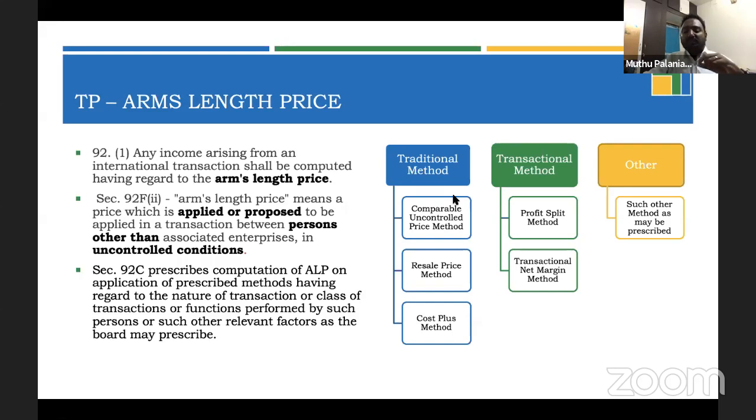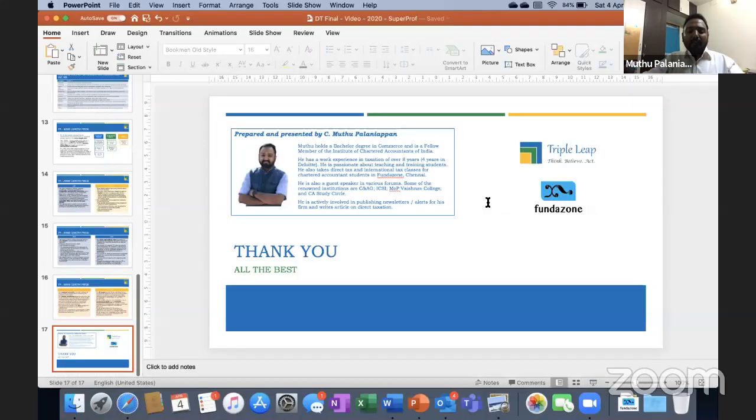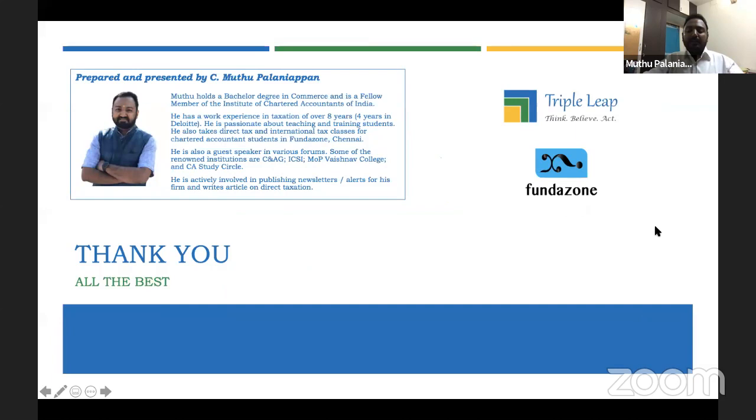So OECD has defined these 5 methods, whereas this other method has been prescribed by the Income Tax Act. The traditional methods are 3 in nature: comparable uncontrolled price method, resale price method, and cost plus method. Whereas transactional methods are the profit split method and the transactional net margin method. The other method is also prescribed by the Income Tax Act. So that is all about transfer pricing today. We will understand this further in the next session.